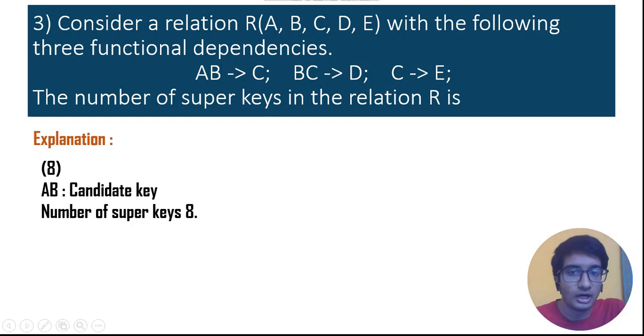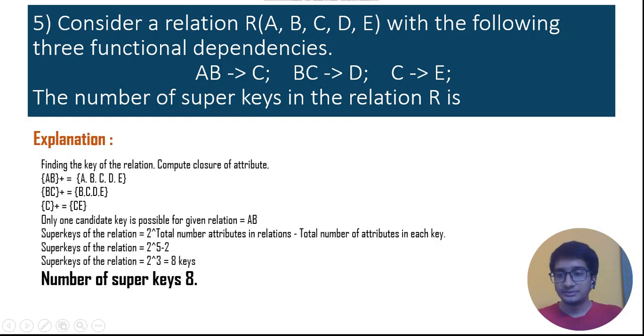So this is the first one. Consider a relation R between A, B, C, D, and E with the following three functional dependencies. First, AB determines C, the second, BC determines D, and the third, C determines E. The question asks us the number of super keys in the relation R. The answer given is 8, so I have to explain it.